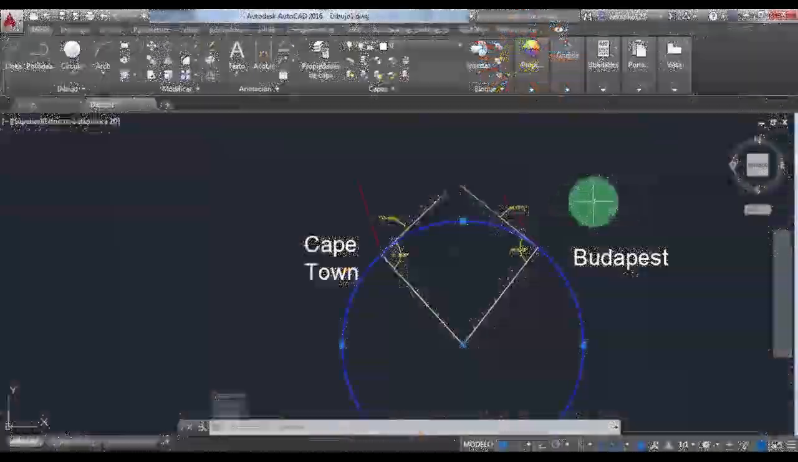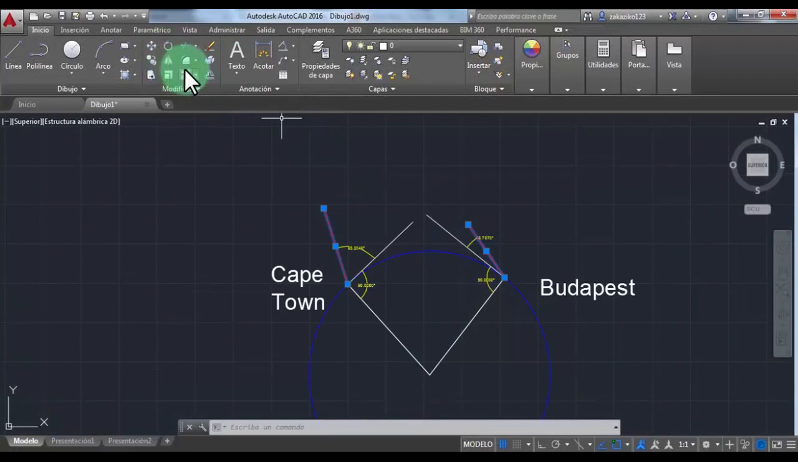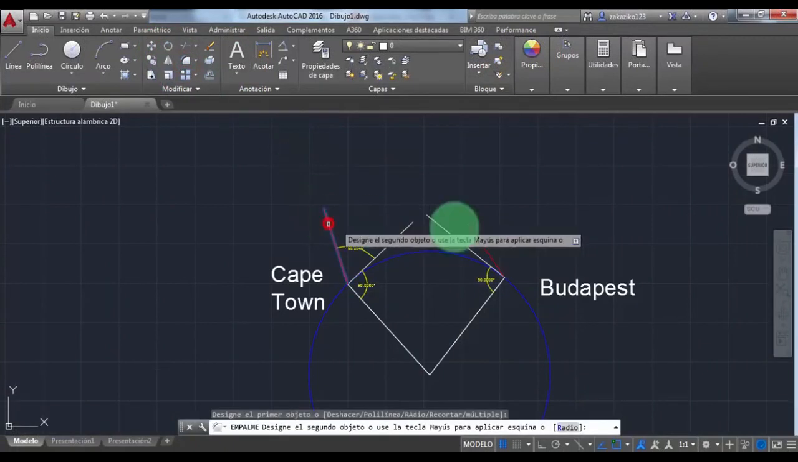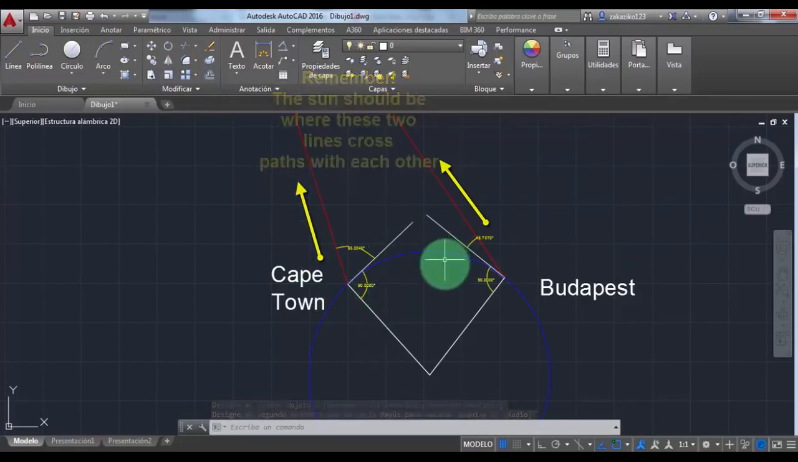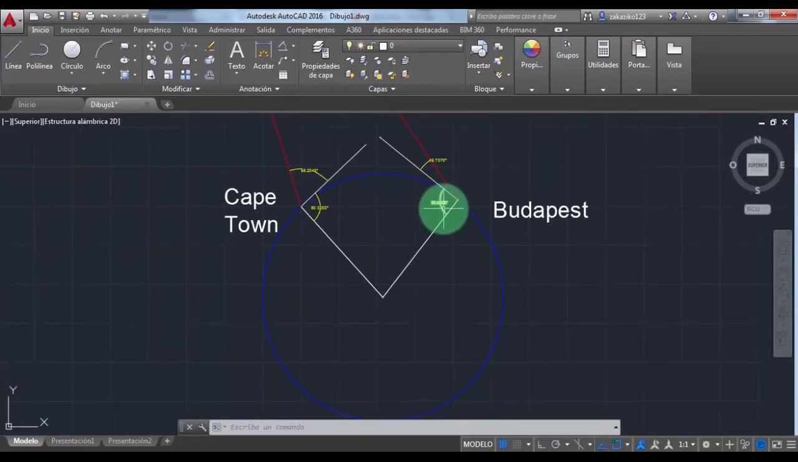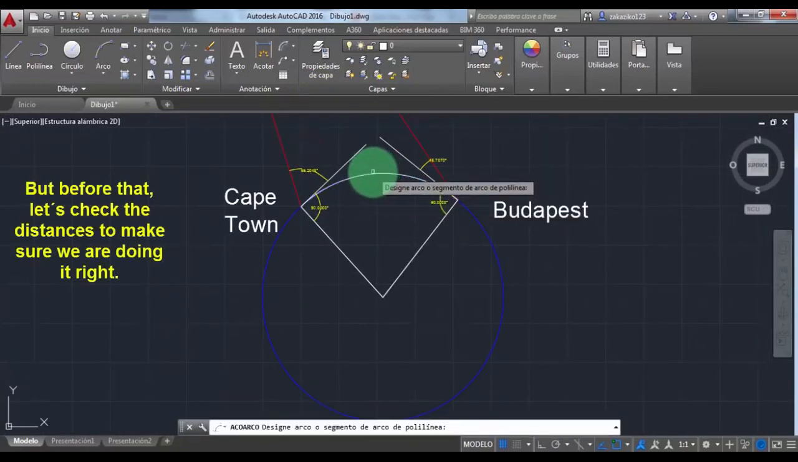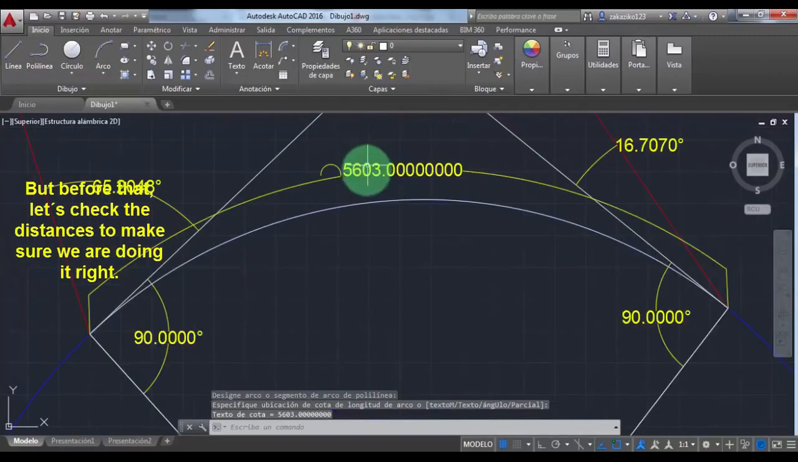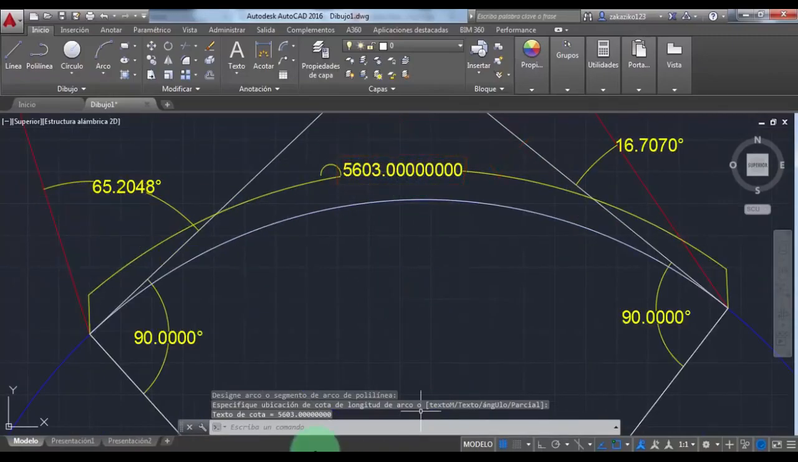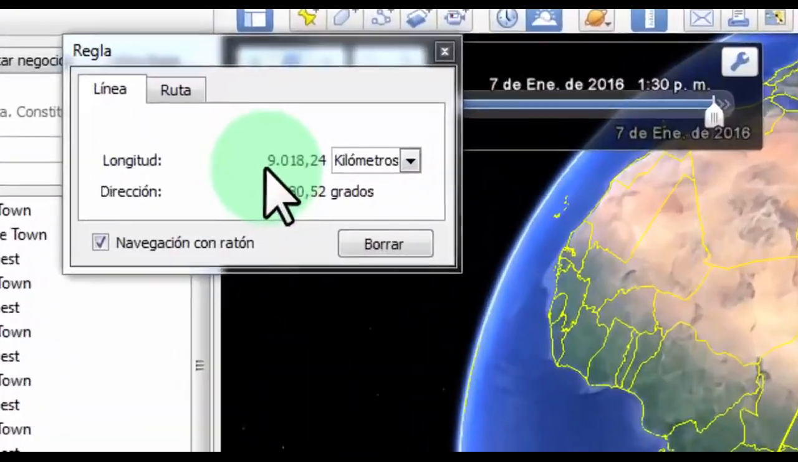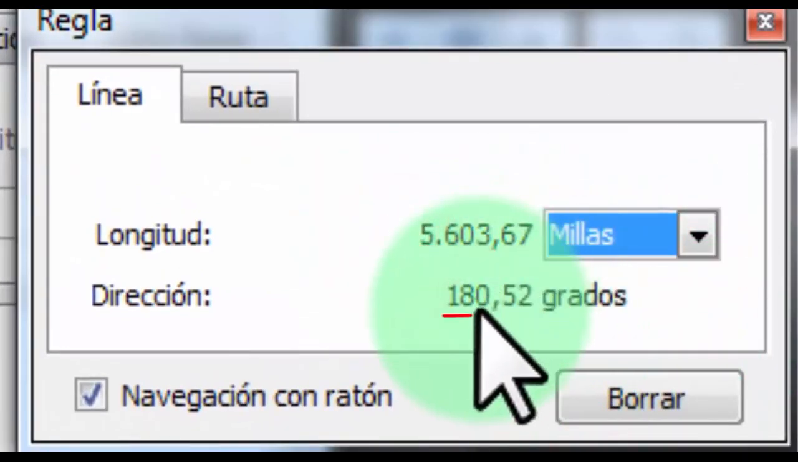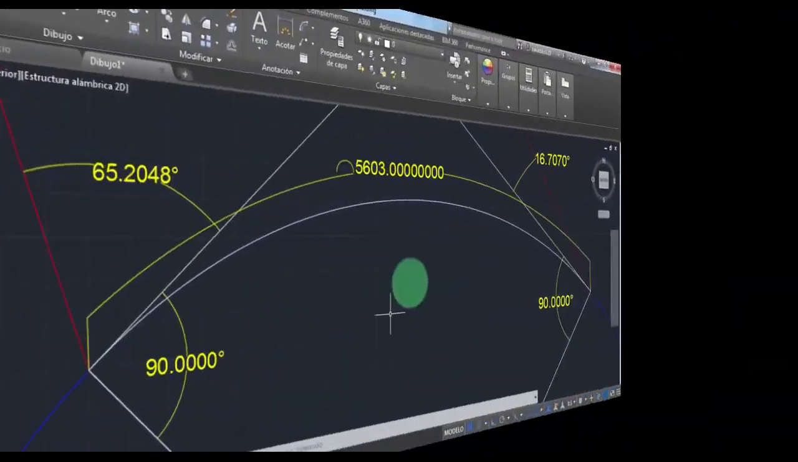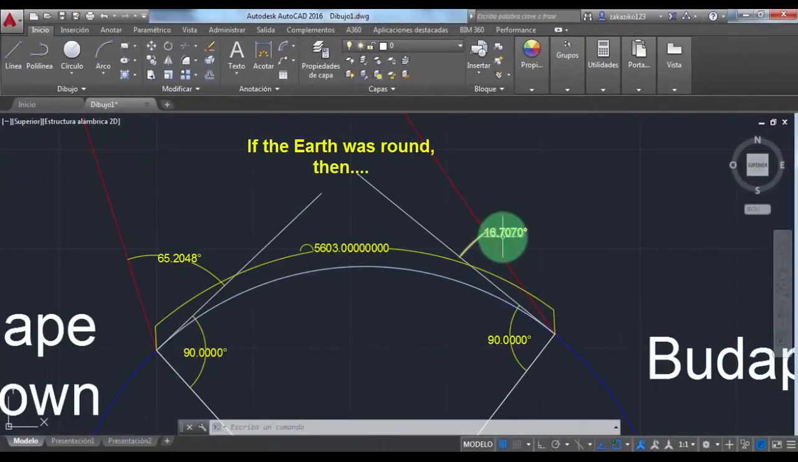Now let's use AutoCAD to measure the distance. If you think that if we open these angles a little bit more, we will get to 93 million miles, then you are wrong. And I am about to prove that to you. But before that, let's check the distances to make sure we are doing it right. So this is the distance we have in AutoCAD. Let's see if that is exactly the distance we got from Google Earth. It matches perfectly.